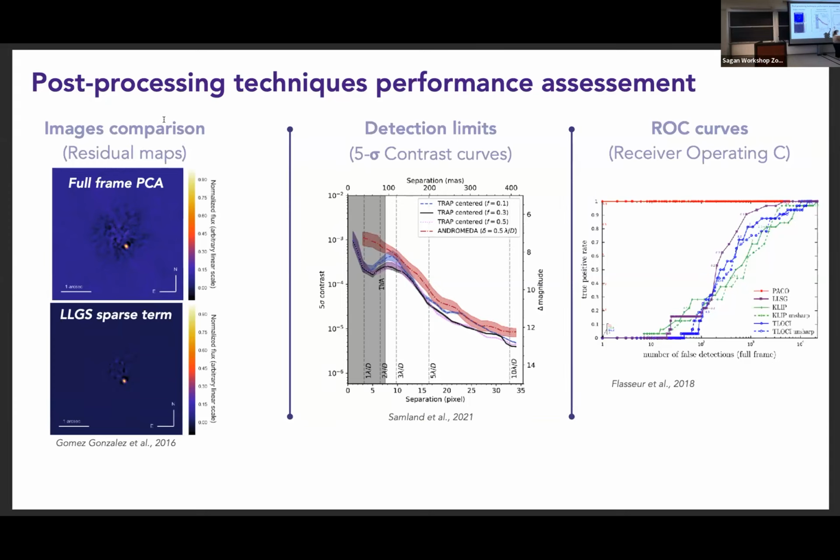Usually it shows the number of false detections as a function of the true positive rate. A perfect algorithm would go straight up to 1 and then straight ahead. So this one is pretty good. It's supposed to be PACO. And the other ones are just a way of assessing. So in the literature so far, before the data challenge, that's what we had.